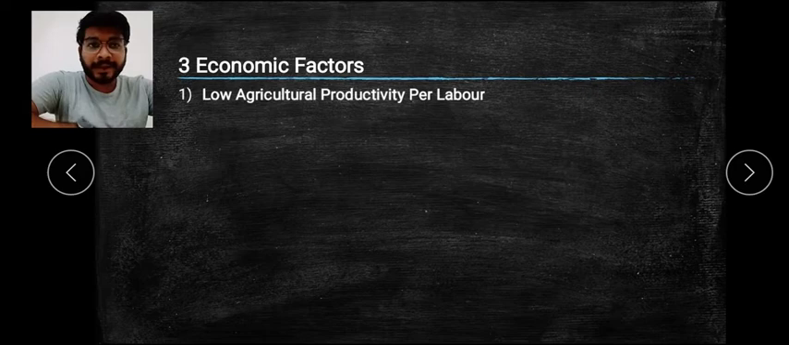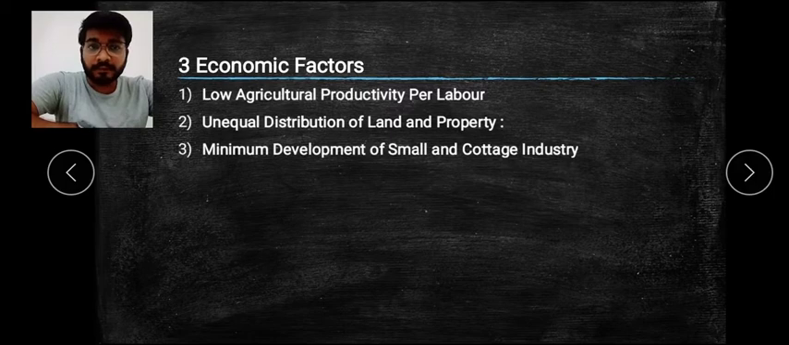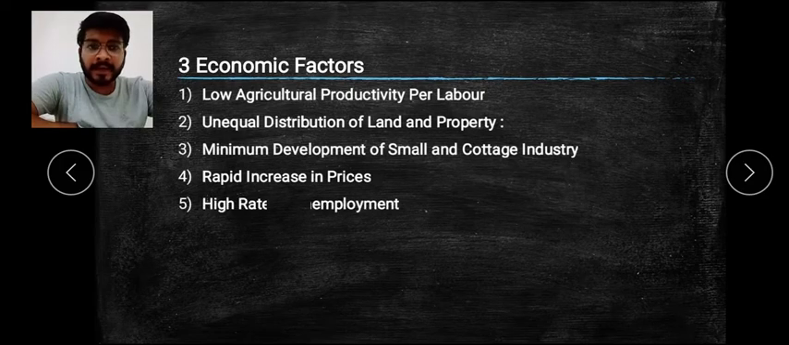Now we have seen the economic factors: first, low agriculture productivity per labor; then unequal distribution of land and poverty; and minimum development of small and cottage industry. These 3 points have already been completed in the previous lecture. Today we are going with rapid increase in price and high rate of unemployment. So what are the 2 points which are left? How there is an increase in price, what are the causes behind the rapid increase in price, and due to that how the employment rate has decreased or there is a high rate of unemployment, we are going to learn today. So let's go with that particular topic.